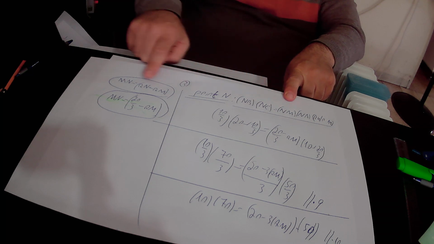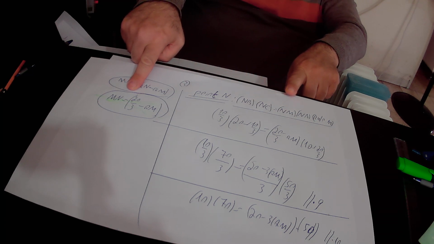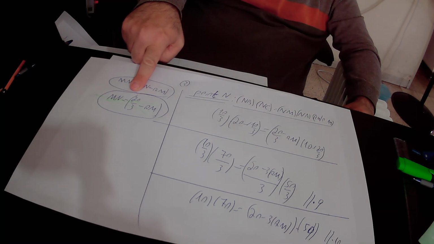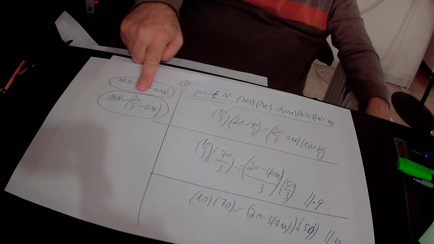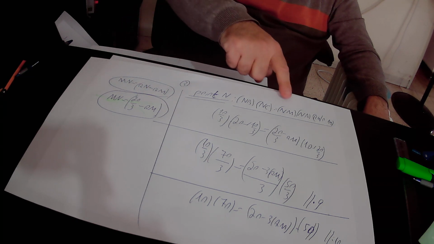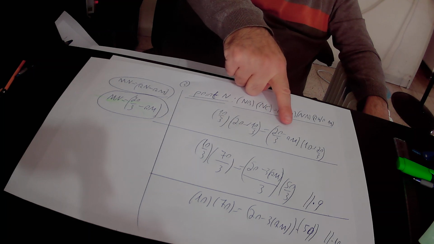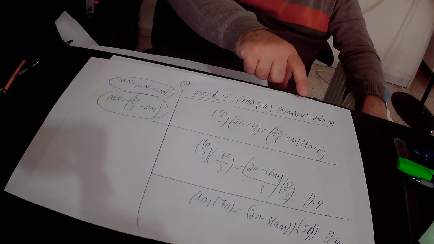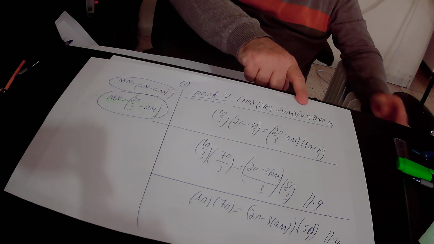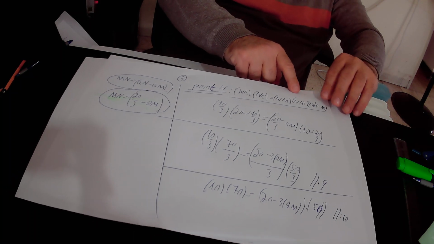and it is equal to MN. We already found out that MN equals 20 over 3 minus MQ, or QM. Again, MN equals 20 over 3 minus QM, times NA. NA, what is the length of NA?